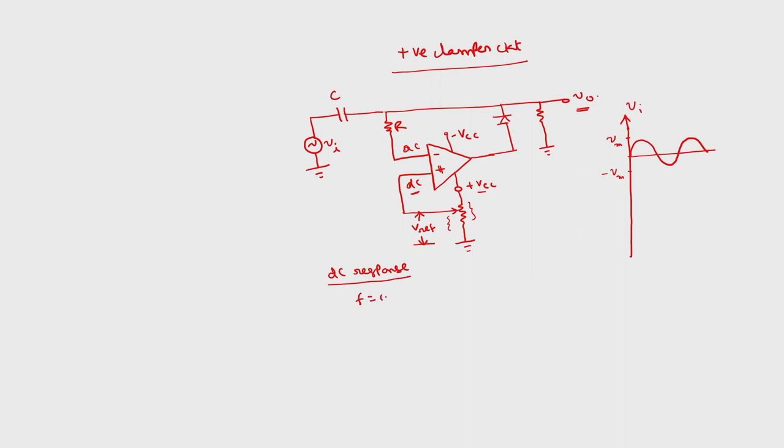So F equal to 0 implies XC, the capacitive reactance, 1 by 2 pi FC, is equal to infinity. So it will act as an open circuit. Here the current through this terminal is 0, so the voltage across the resistance is also 0, meaning the resistance will not matter. And here, the DC input voltage at the positive terminal is V reference. V reference is applied at the positive terminal of the op amp.